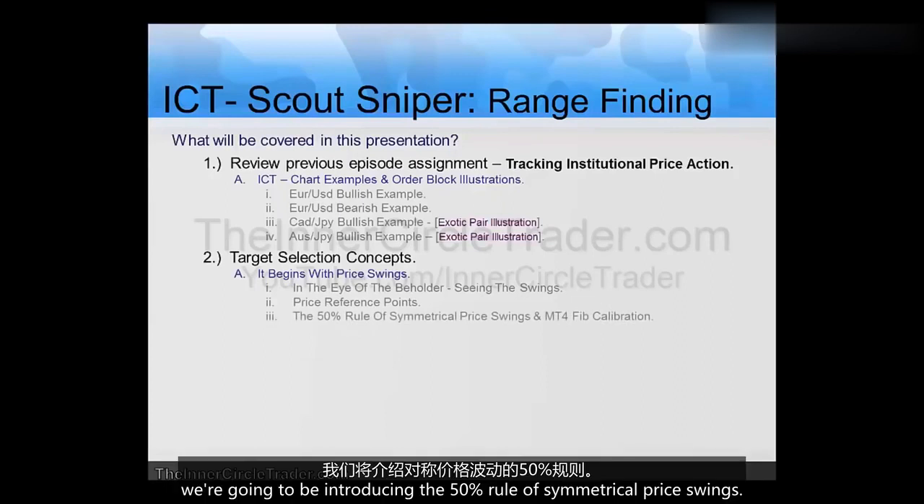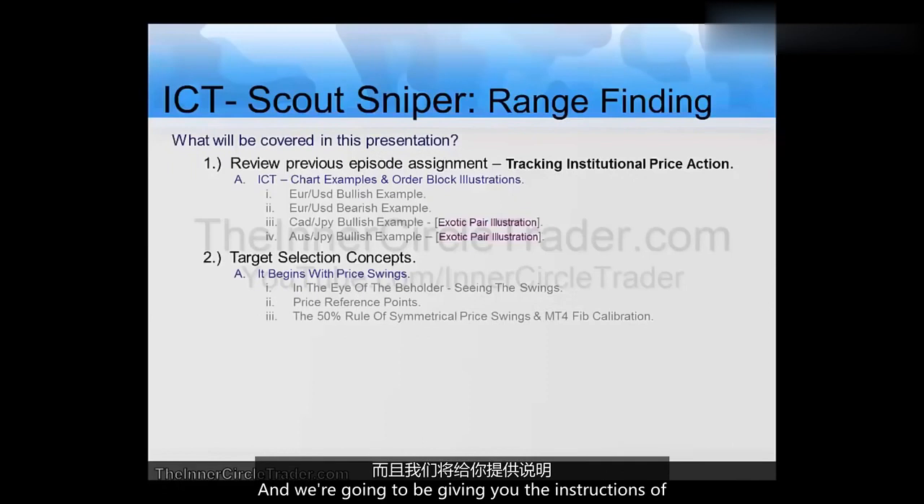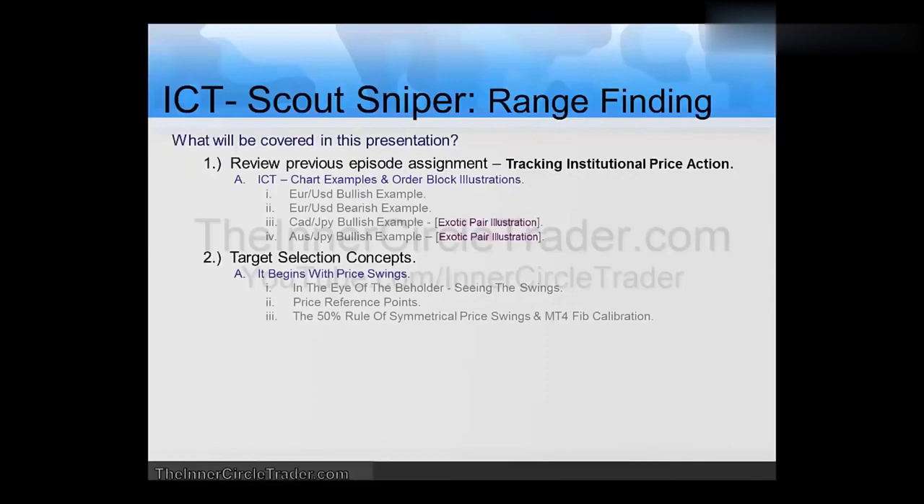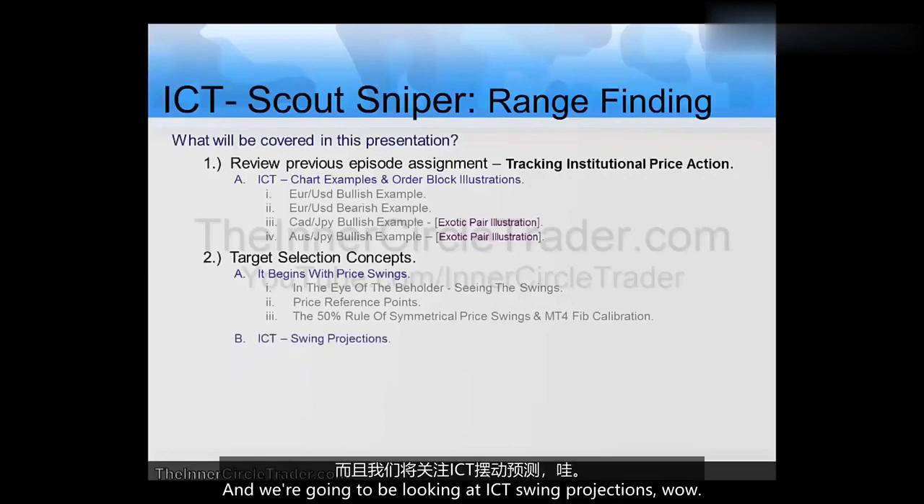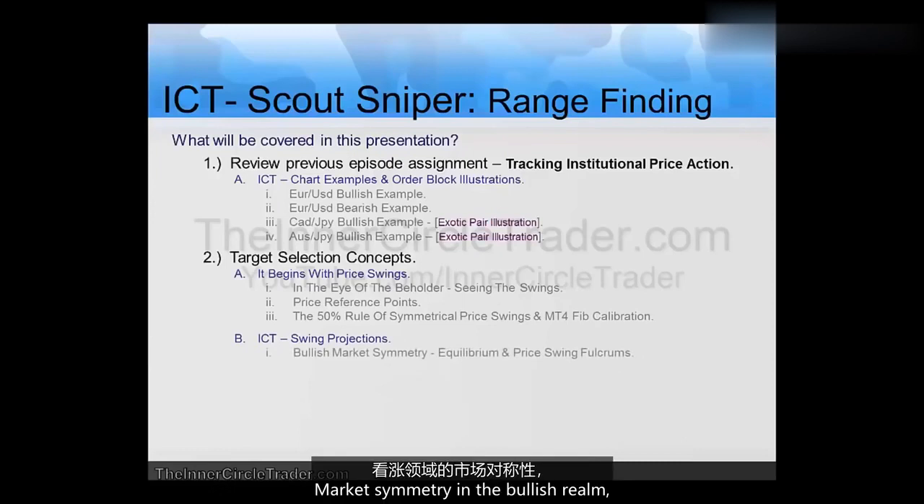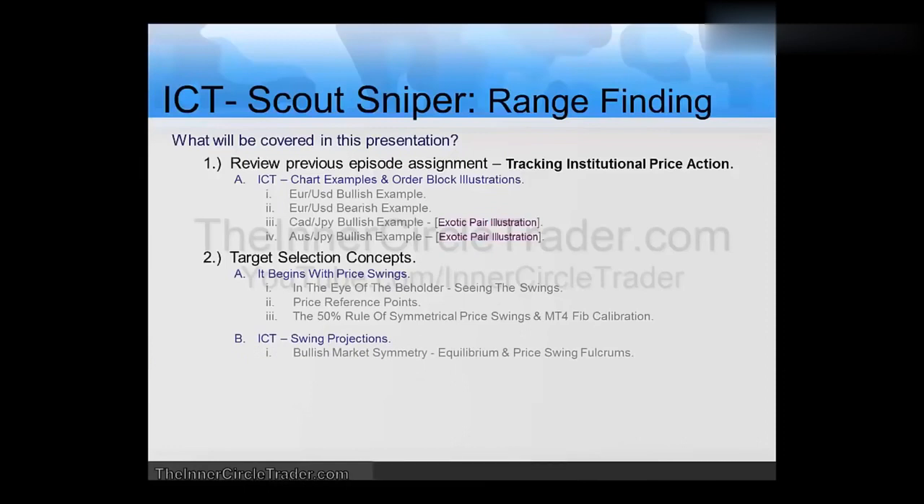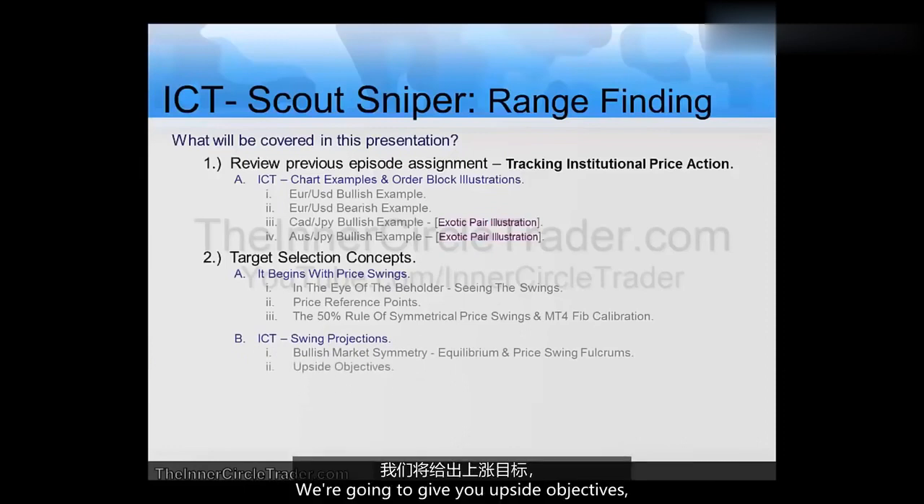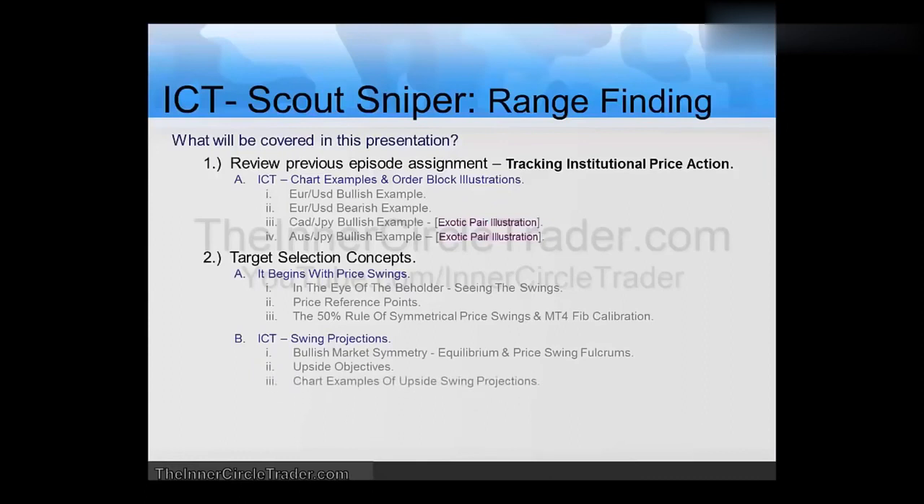And we're going to be introducing the 50% rule of symmetrical price swings, and we're going to be giving you the instructions of MT4 fib calibration. And we're going to be looking at ICT swing projections. Wow. Market symmetry in the bullish realm. Okay, we're going to be talking about equilibrium and price swing fulcrums. We're going to give you upside objectives. And we're going to be looking at the chart examples of upside swing projections.